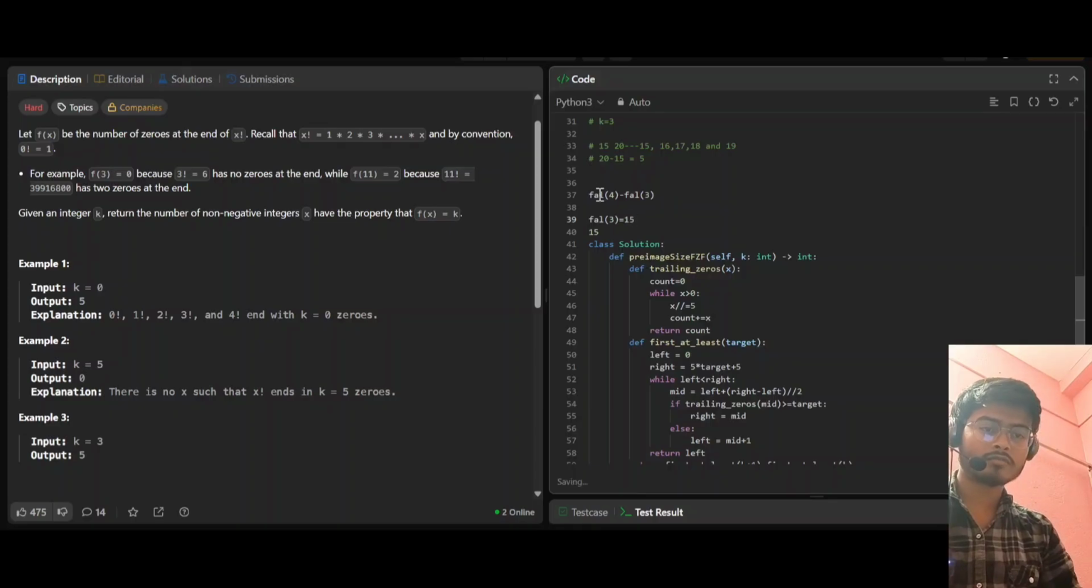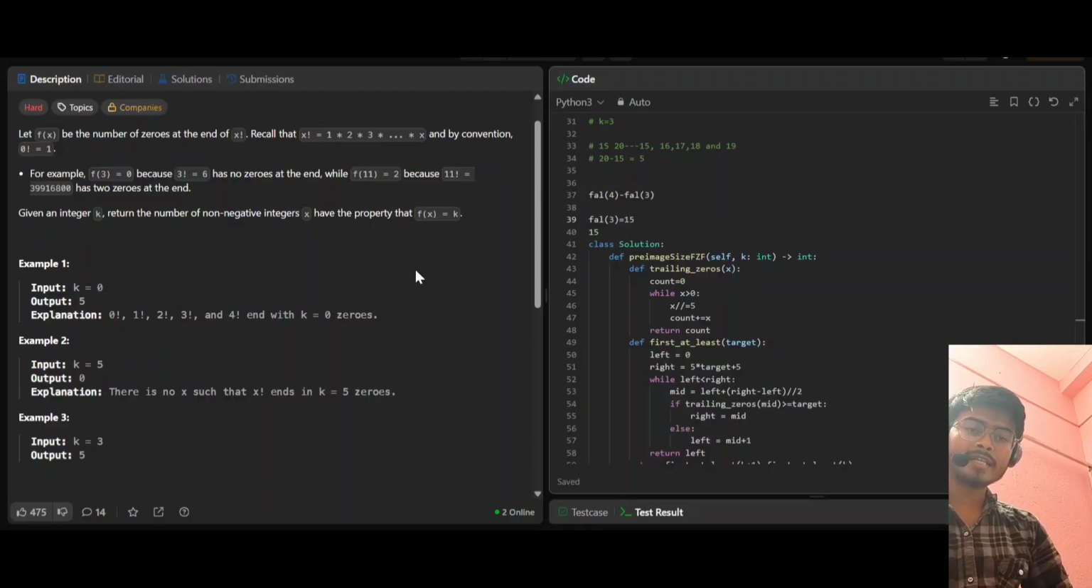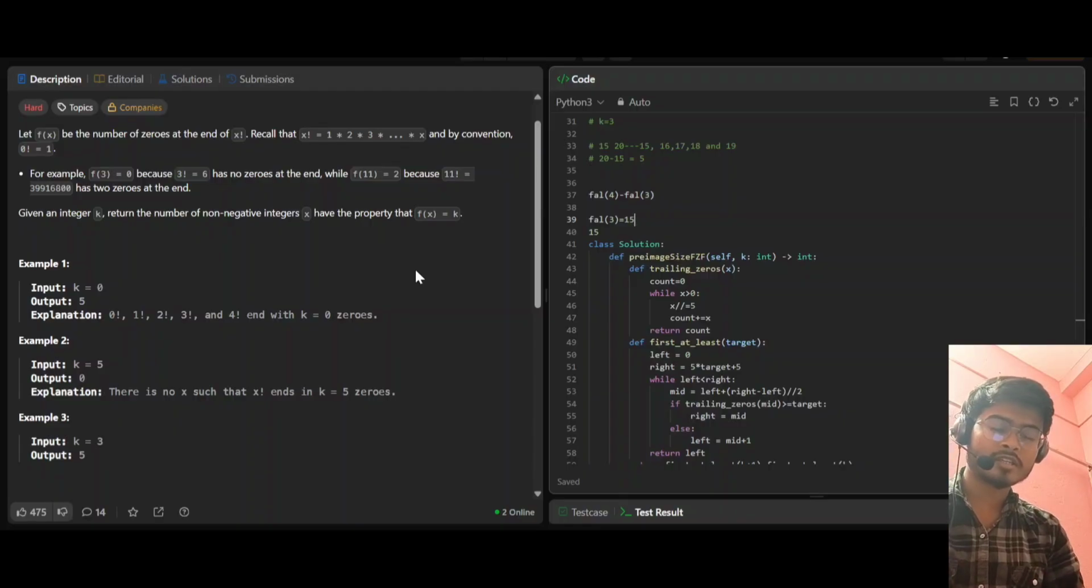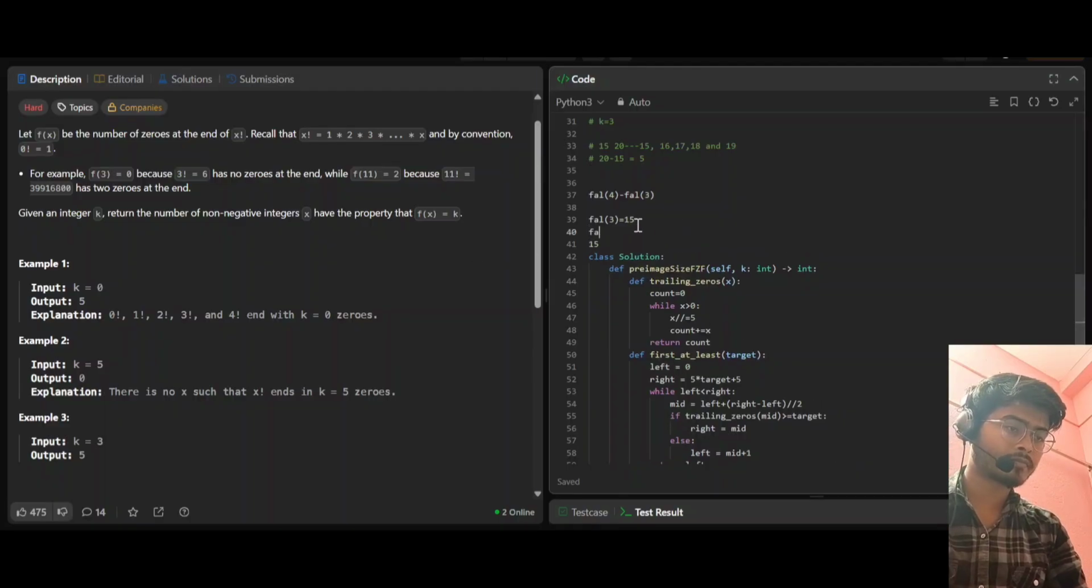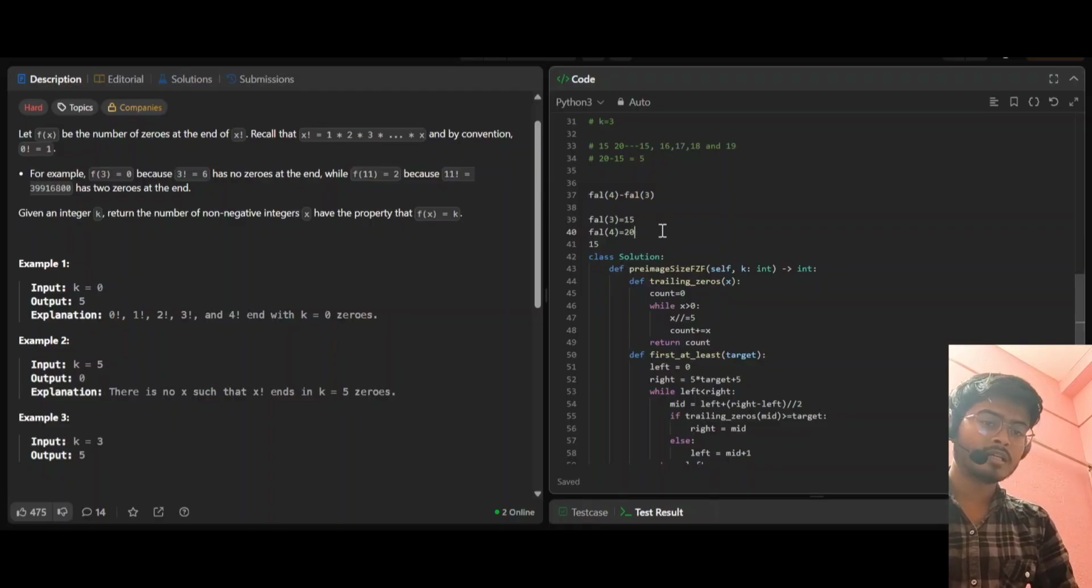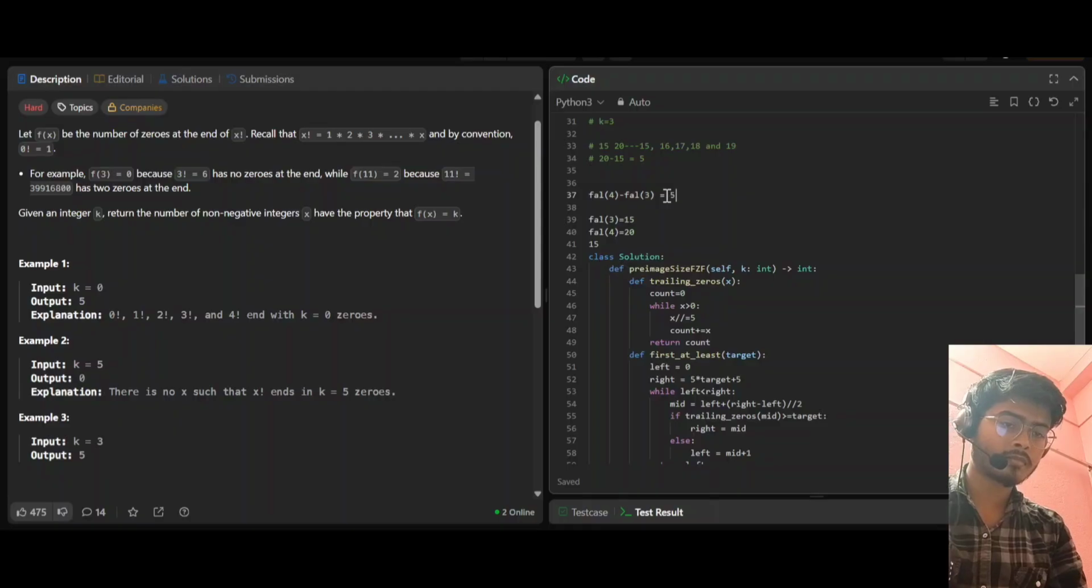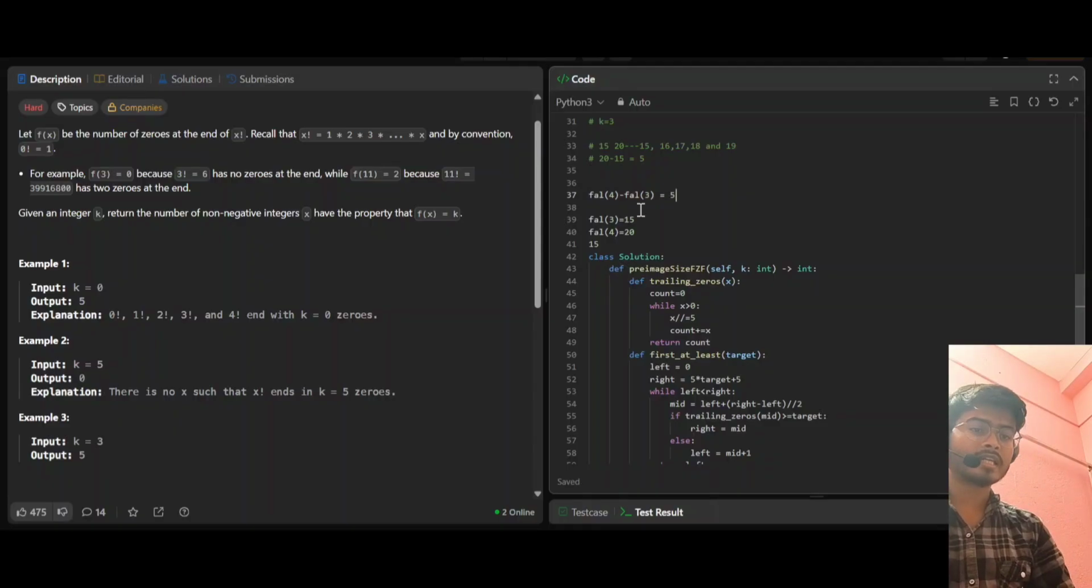Now let us find first at least 4. For 19, 19 divided by 5 is 3, so F19 is 3. For 20, 20 divided by 5 is 4, so F20 is 4. Therefore, first at least 4 is 20. The final answer is 20 minus 15, that is 5. So the valid values will be 15, 16, 17, 18 and 19.